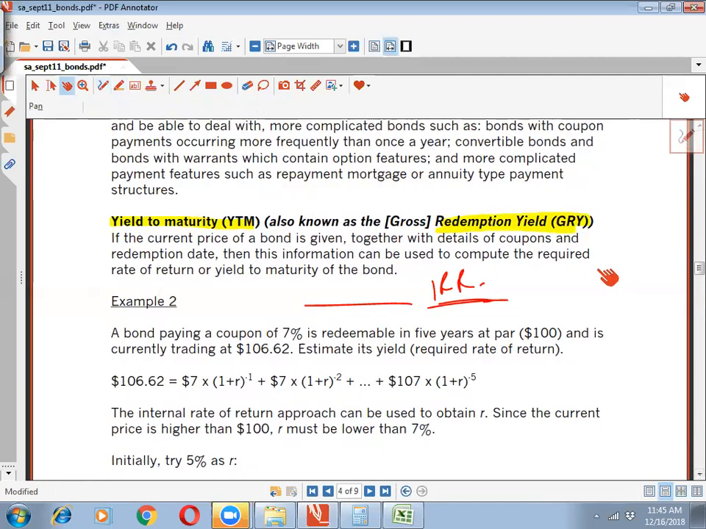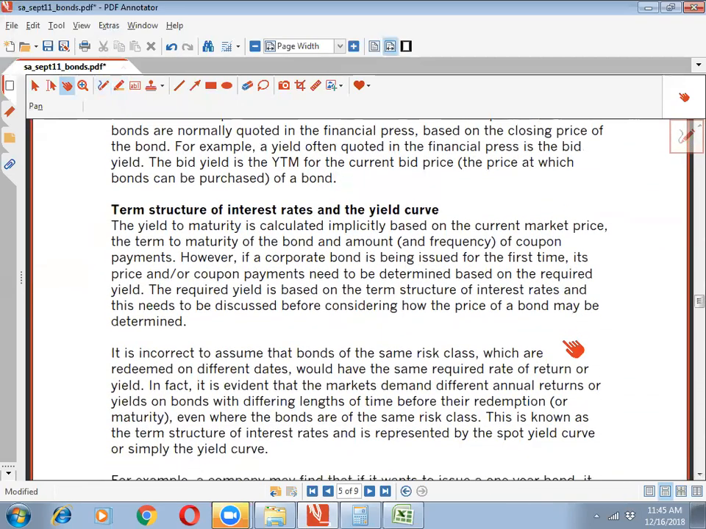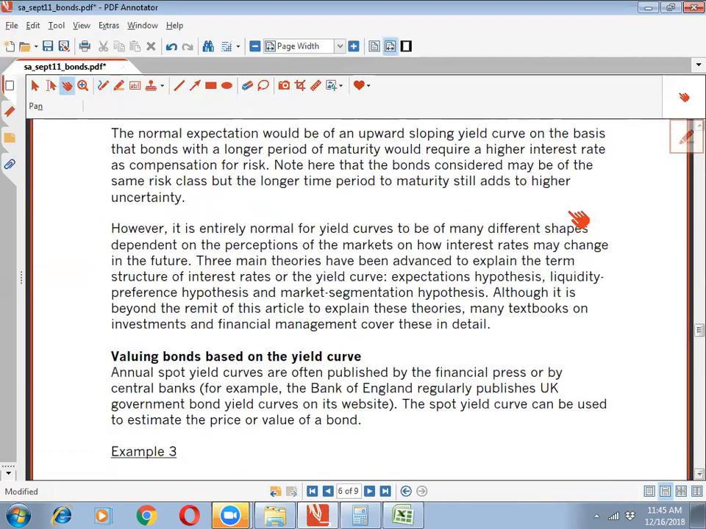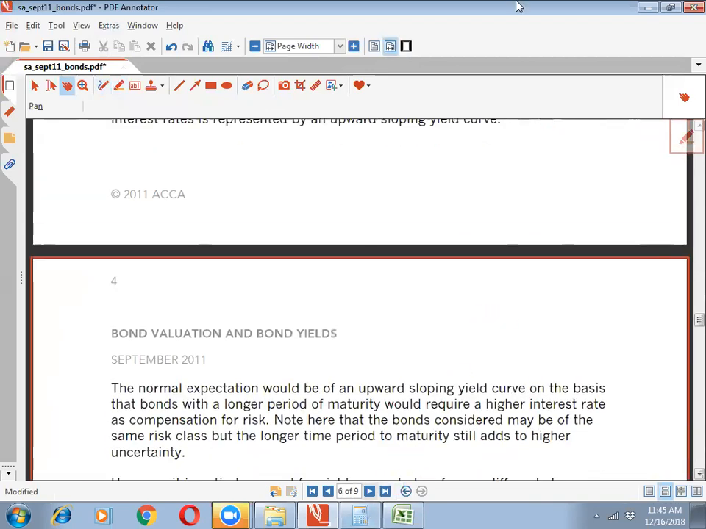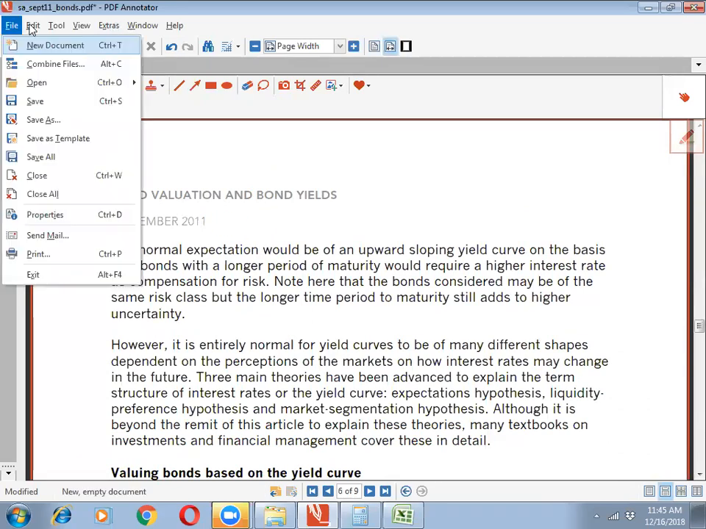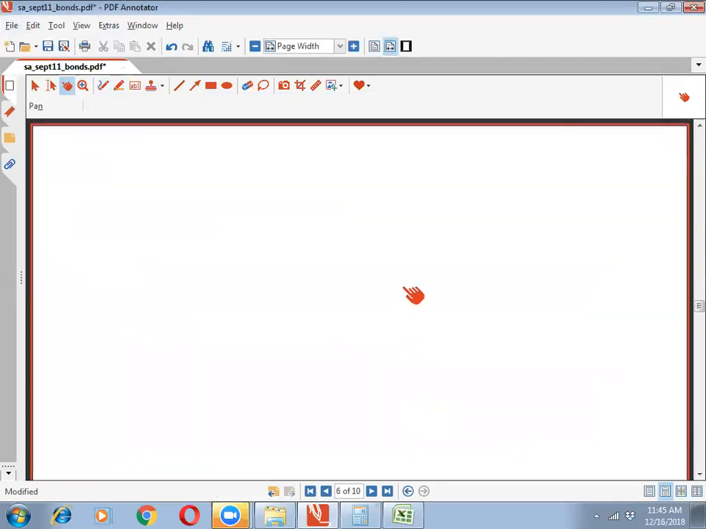Now, let's move forward and discuss the third concept, which is the term structure of interest rates and the yield curve. What exactly is the term structure of interest rates and the yield curve? Let's have a discussion about what we mean by yield curve and what the various shapes of the yield curve are. Okay, what exactly do you mean by yield curve?